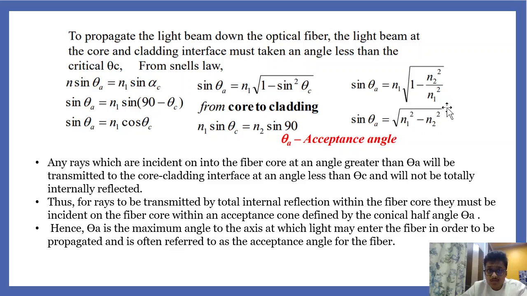Any rays which are incident onto the fiber core at an angle less than theta A will be transmitted to the core-cladding interface at an angle greater than theta C, which I stated earlier.